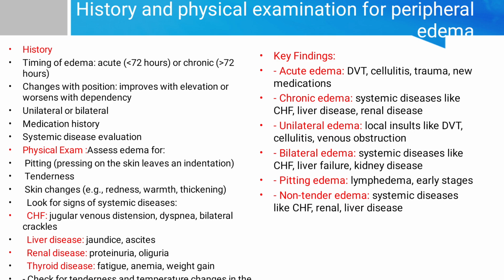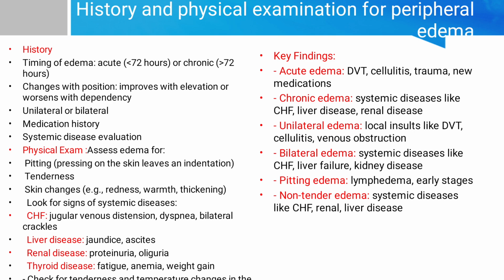So, key findings which we can get in peripheral edema: especially in acute edema, the patient may be a case of DVT, cellulitis, trauma, or he may have started some new medications. The chronic edema may suggest some systemic disease like congestive heart failure, liver disease, renal disease.